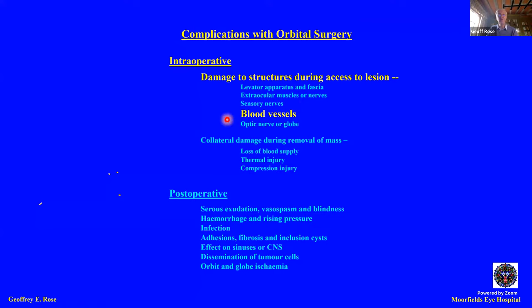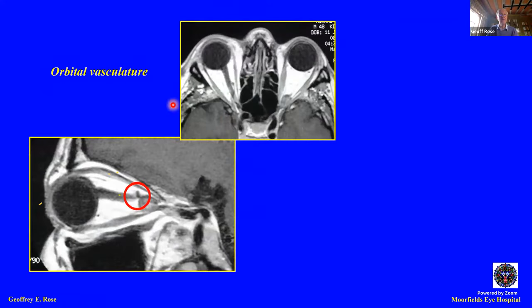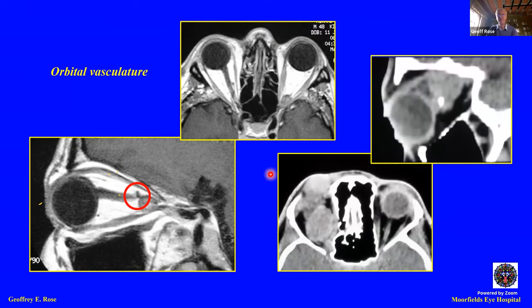Damage to blood vessels during surgery. Obviously, the orbital vasculature you know about, but the most important vessels in the tightest areas are things like the ophthalmic artery. Here it is arching over the optic nerve from laterally to medially, in the presence of this small mass jammed in the apex. And of course, the blood supply to the nerve will be at risk with that vessel so close. In fact, the patient did very well with no problems.